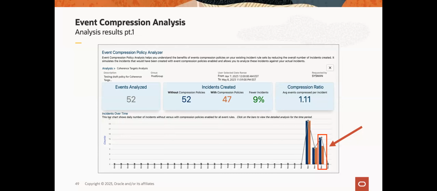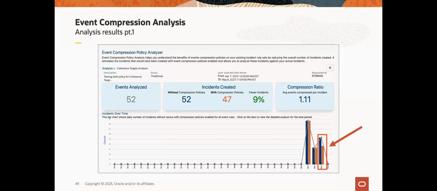Without compression, 52 incidents would have been created. With compression, the number of incidents created was reduced to 47, a 9% reduction in the number of incidents. The compression ratio indicates the average number of events that were compressed for each incident, which is 1.11.